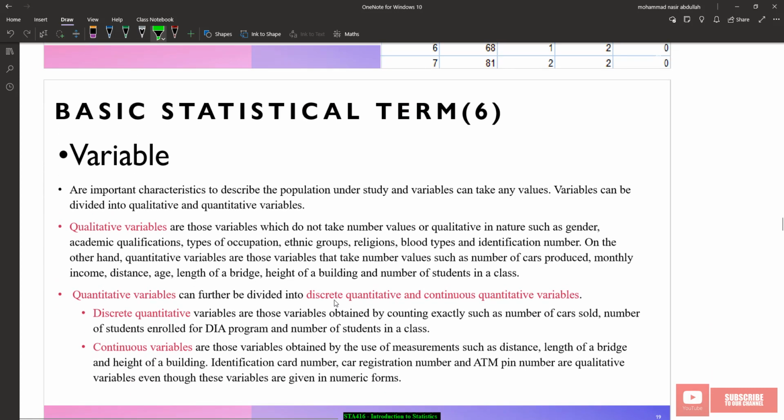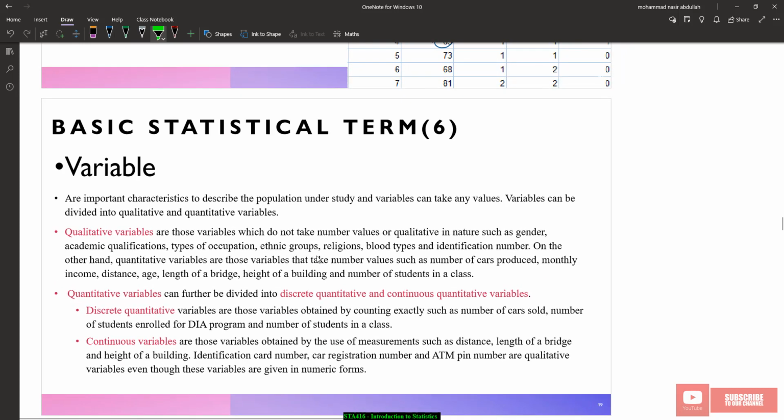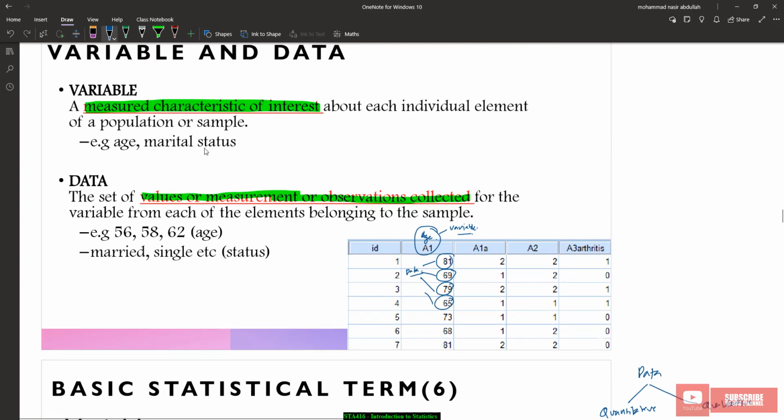So now, kita tengok variable. As I introduced to you earlier, we have two types of data: quantitative data and qualitative data. Data and variable are interchangeable. There is a very strong relationship. If you have data, you should have a variable. If you have a variable, it doesn't mean you have data.